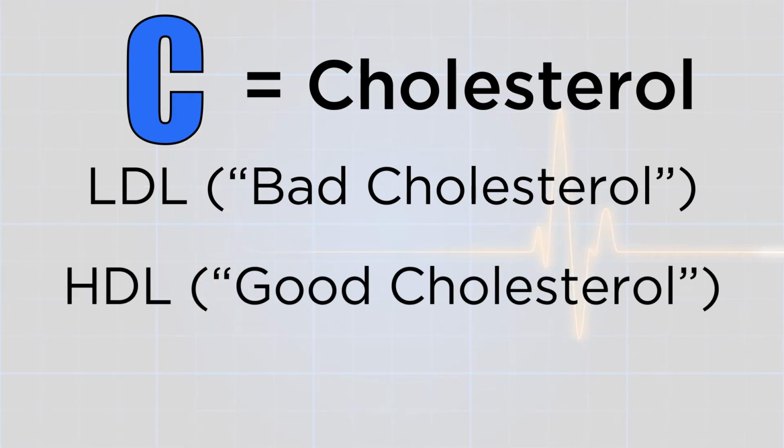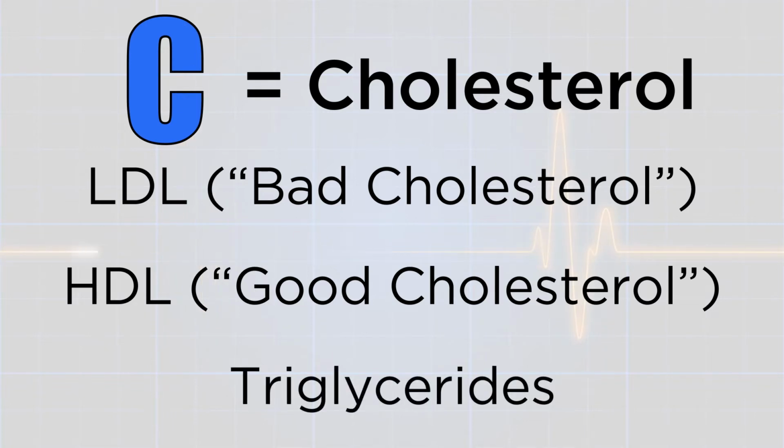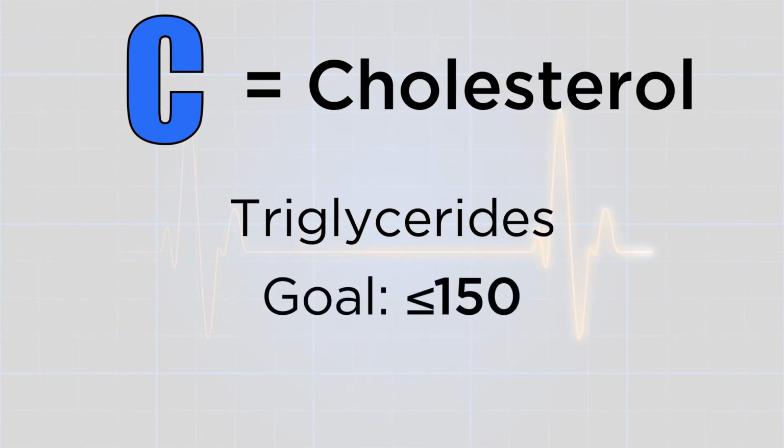HDL, or good cholesterol, acts as a scavenger, carrying the LDL cholesterol away from the arteries. A healthy HDL level can be protective against heart disease. Triglycerides. These are a type of fat found in your blood. Sometimes if your blood sugars are elevated, your triglycerides will be as well. The goal for triglycerides is 150 or less. Talk with your healthcare provider about your personal cholesterol goals.